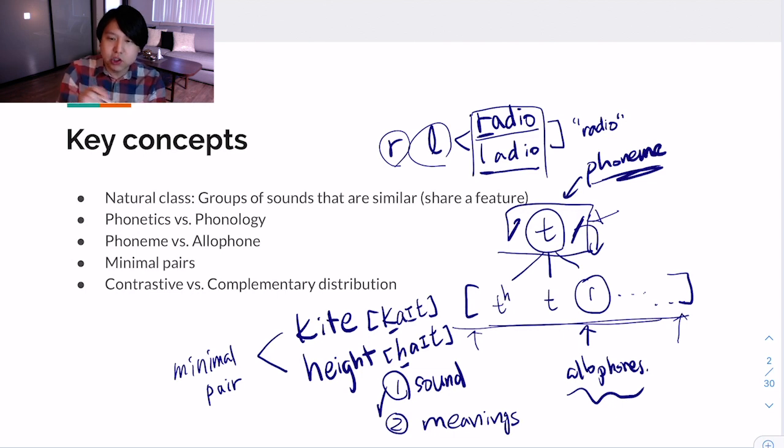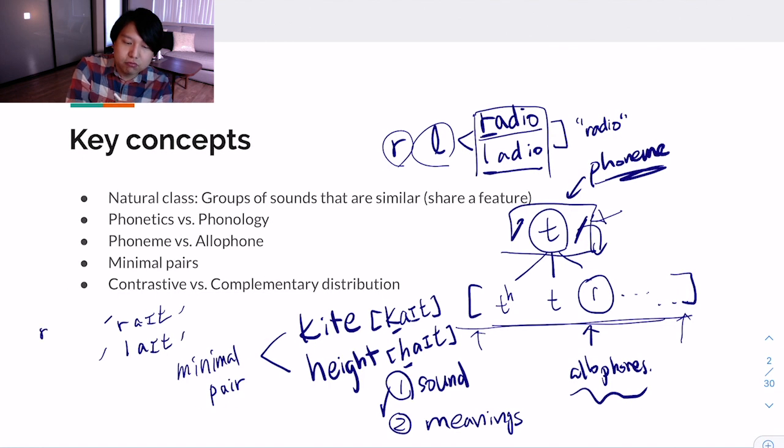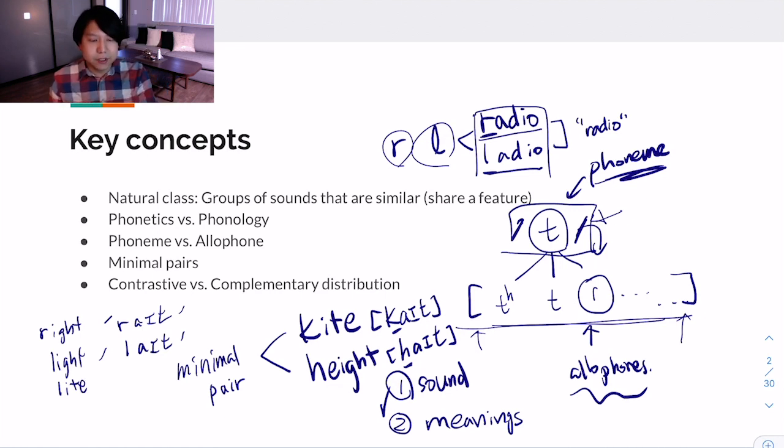But in English, if you say right and light, they are all different words. They sound the same except one, and their meanings are different. So they are an example of minimal pairs in the English language. This example, right and light, is a minimal pair of R and L sound in English. So that's the concept of minimal pairs.